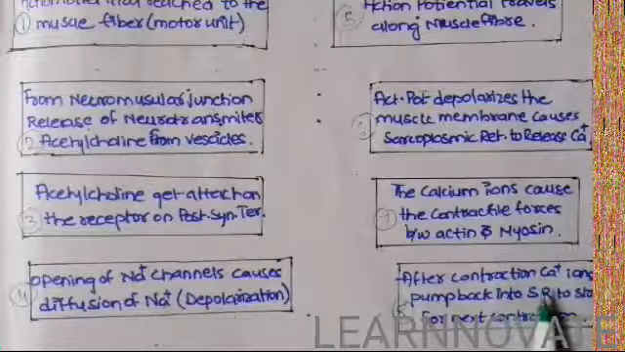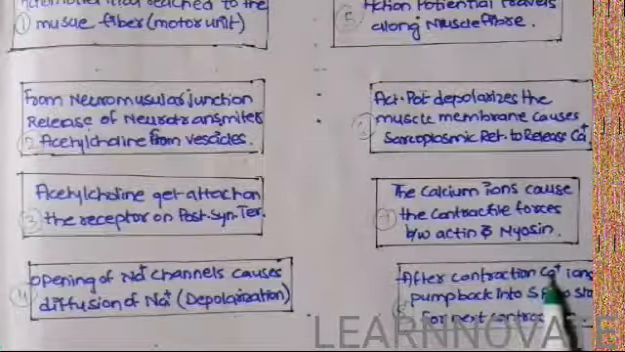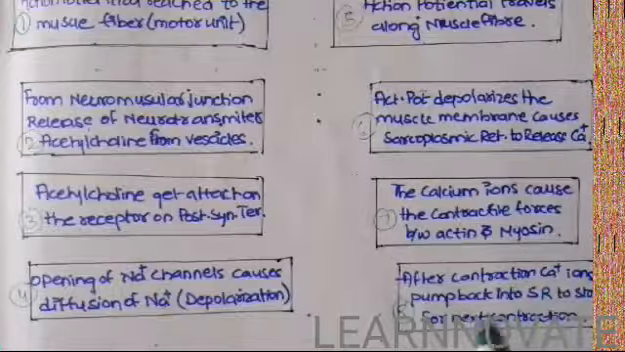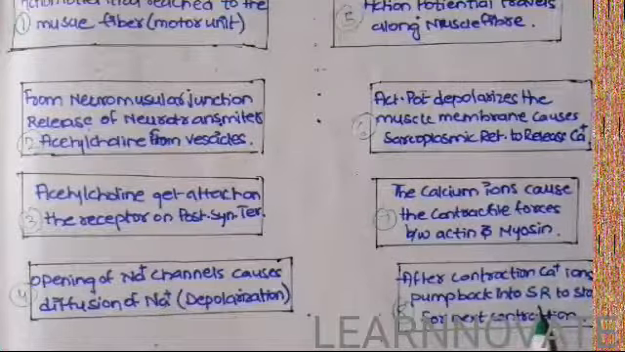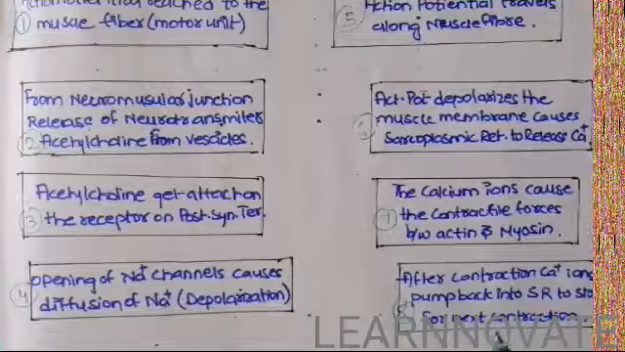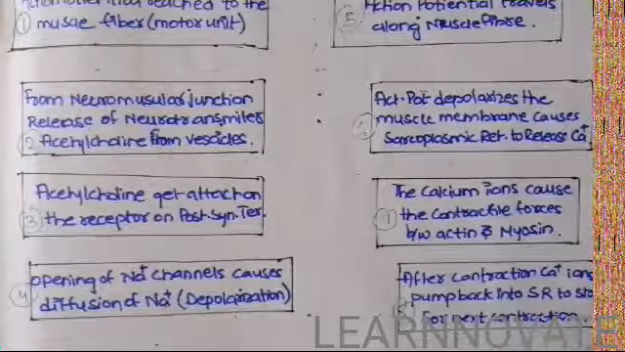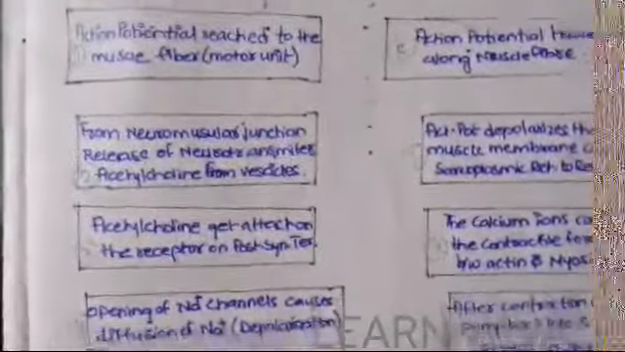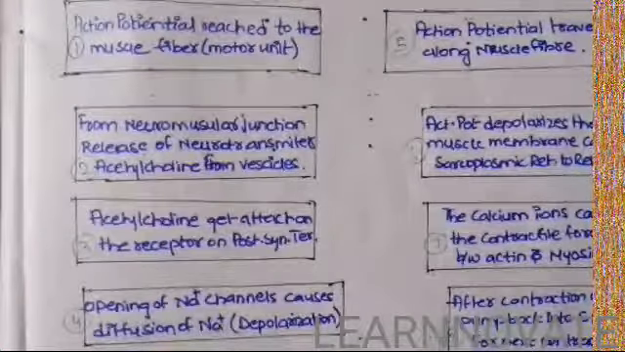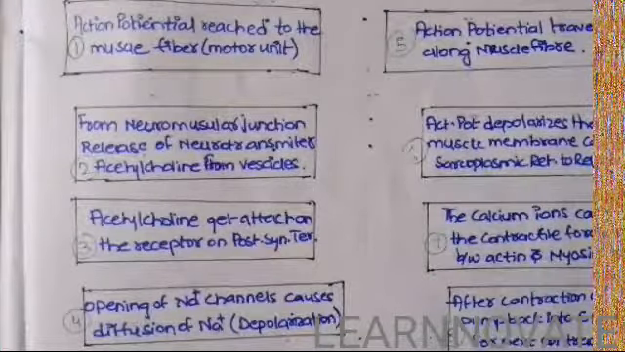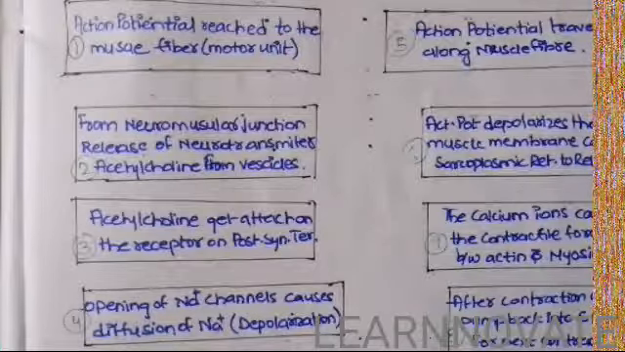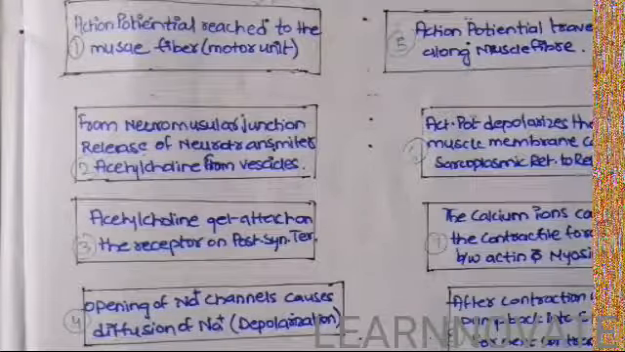After the contraction has taken place, that calcium ion will not remain. It will be pumped back into the sarcoplasmic reticulum to be used for the next contraction that will take place further on. So these were the steps of what happens at the neuromuscular junction, how the action potential is achieved, and how the contraction of the muscle fiber takes place.